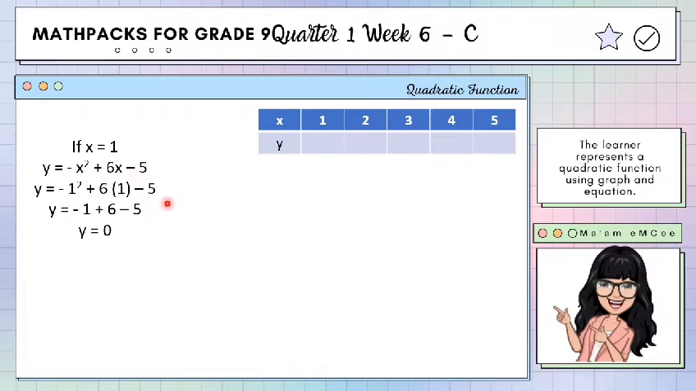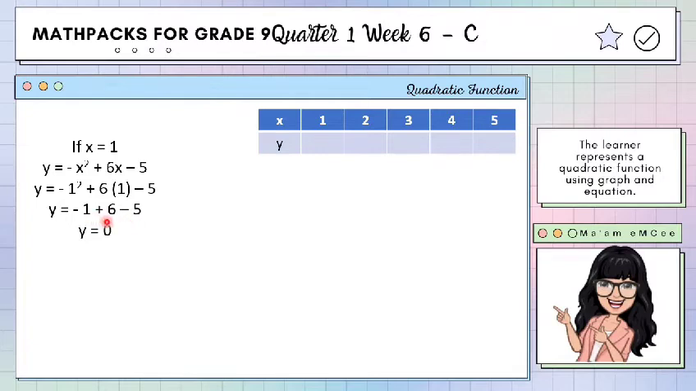After that, we simplify. So negative 1 squared. Remember, it's just the 1 that is being squared. So we just copy the negative sign, then simplify 1 squared. 1 squared is equal to 1. Then we have plus 6 times 1 is equal to 6. And then copy negative 5, or minus 5. Then we simplify again: negative 1 plus 6 minus 5. Notice, negative 1 and negative 5 are like terms, so we can combine them. Combining them, we have negative 6.